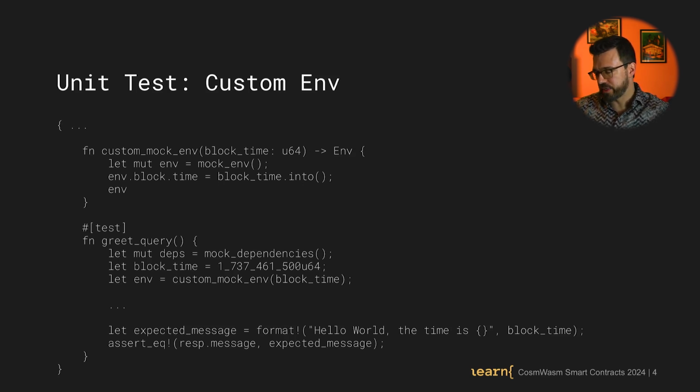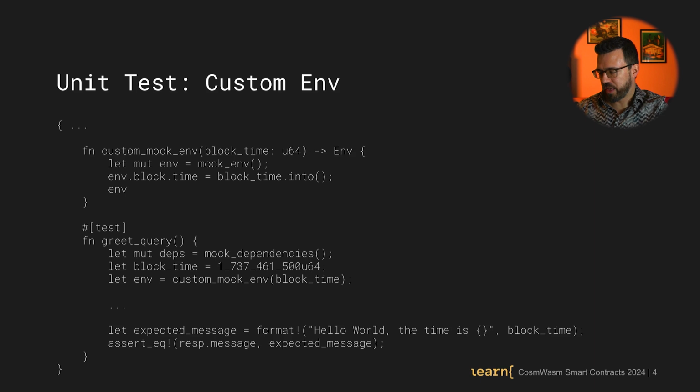In that case, we could test it like this. We set a block time. This is approximately the time of this recording. And then we create a custom env based on that block time. Now our env we're using, it's not ticking up. There's no chain, there's no nodes. If we want it to go up in seconds, we'll have to add that manually later.